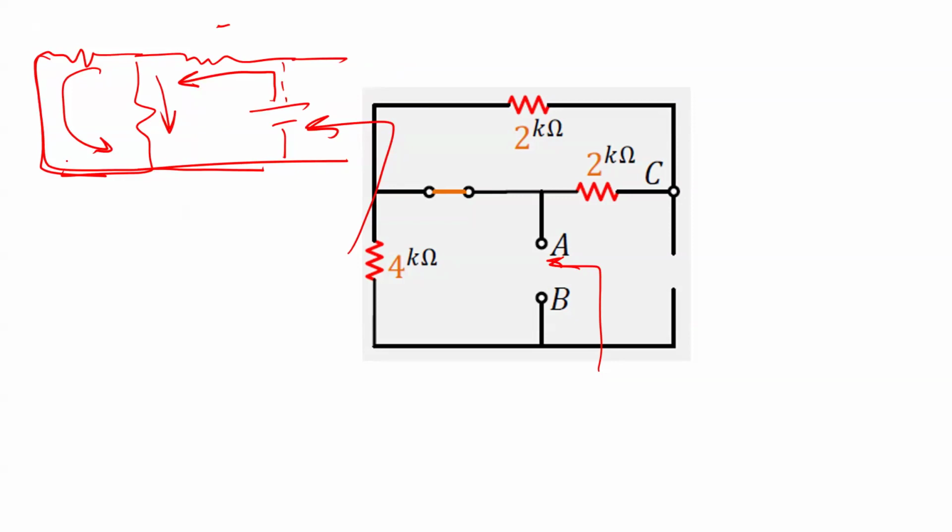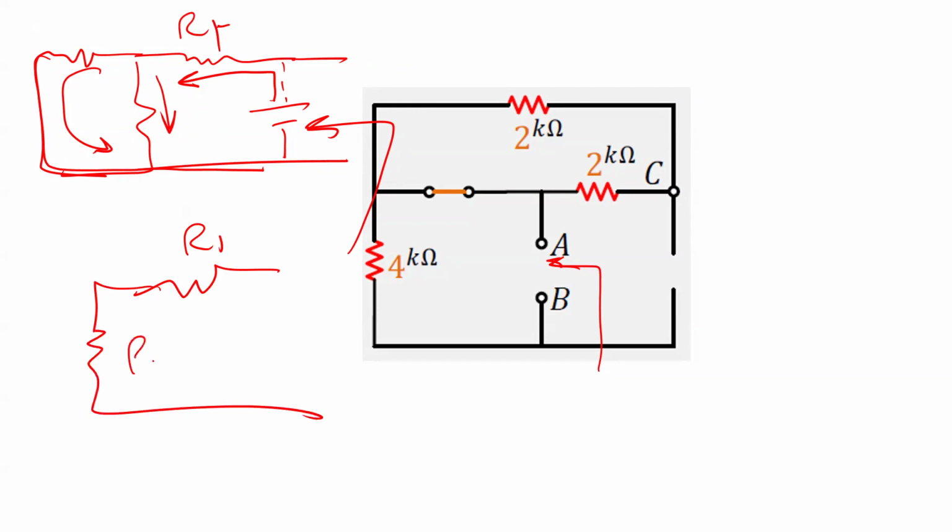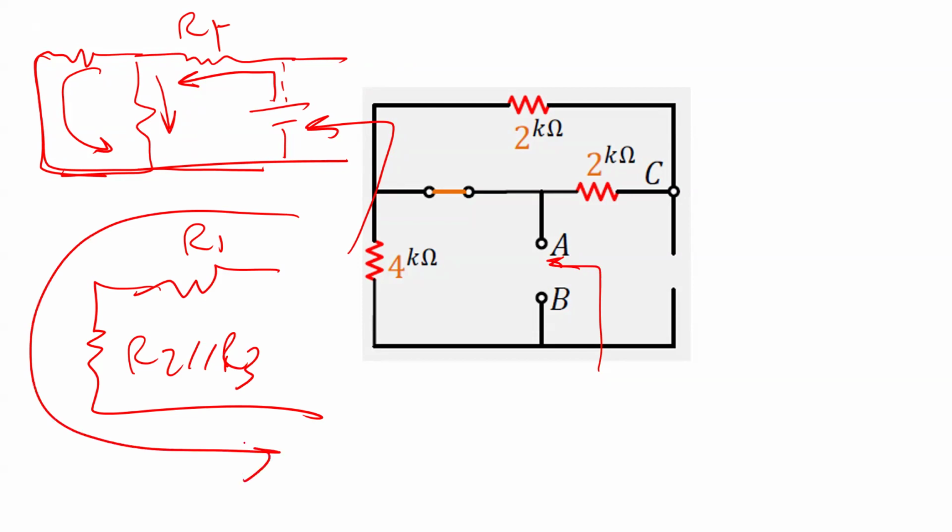Okay. So that means this one should be a resistance. I'm going to call it R1. And then here we have another resistance. I'm going to call it R2, parallel to R3. Then it's the same current flowing in R1, and the same current flowing in these two resistors. So then I'm going to say the equivalent resistance is R1 plus, because they are in series, R2 in parallel with R3. You got what I'm saying?